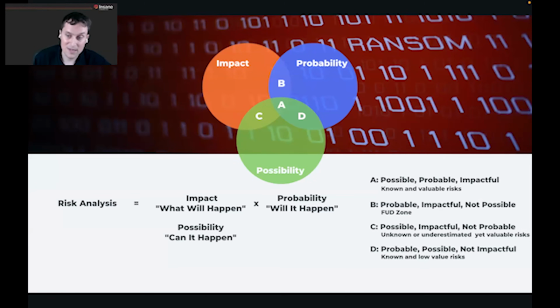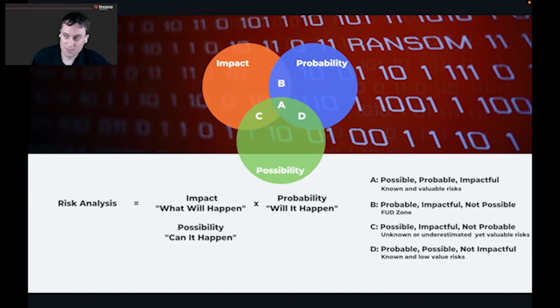It's more approximation. Impact in the industrial space, what will happen, I want to say that's almost more of a HazOps or petroleum or electrical engineering type deal. But when we think of risk in InfoSec, this diagram helps us both classify and prioritize our risk. When we look at impact, probability, and possibility together, the middle of this chart are things that are possible, probable, and impactful. These are our known and valuable risks, things that we think will happen. A lot of times you should definitely take some security action against these, right?